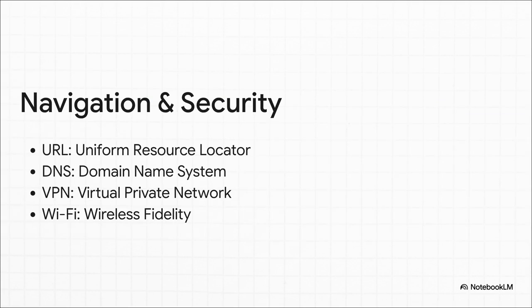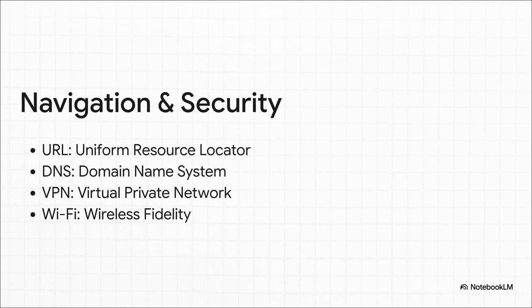So, once you're online, you're going to need tools for navigation and security. A URL is a uniform resource locator. It acts precisely as a locator to direct your browser to a specific file or page housed somewhere on a server. To translate human-readable domain names into the numerical IP addresses that machines actually use, we rely on DNS, the Domain Name System. It essentially functions as the Internet's automated lightning-fast phone book.